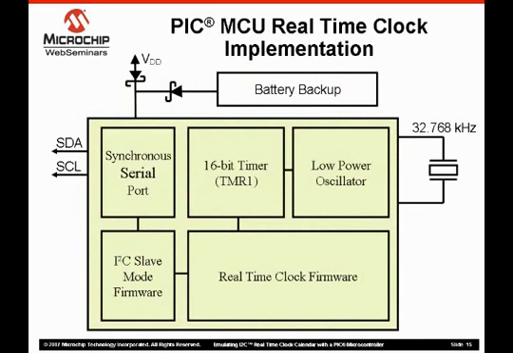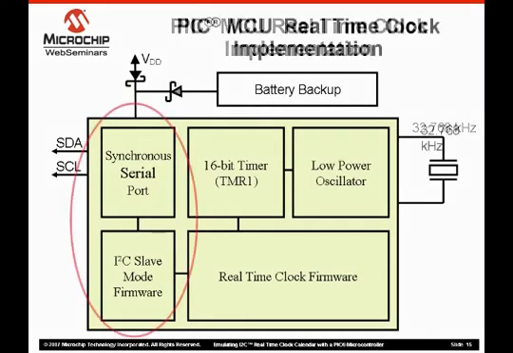This slide shows our PIC microcontroller implementation. Like the block diagram of the I²C real-time clock calendar that we saw before, it also consists of two parts. First is the synchronous serial port module, which is able to receive I²C messages over the serial data and serial clock lines. The I²C firmware state machine interprets I²C messages received over the I²C bus, and then reads and writes this data to the real-time clock firmware RAM.